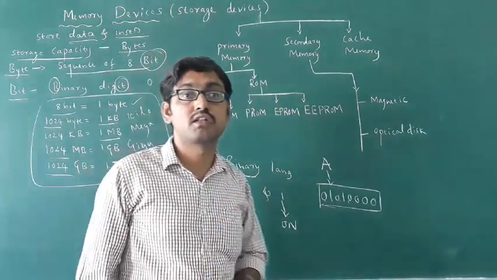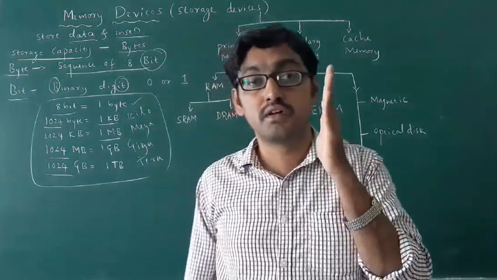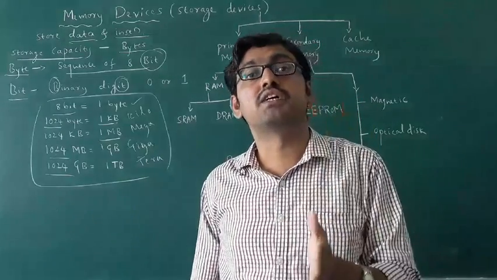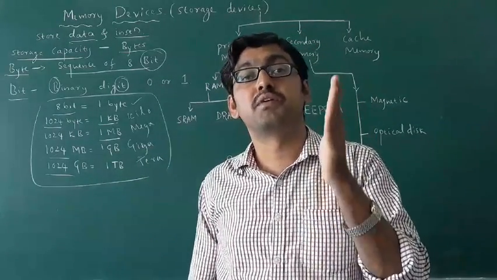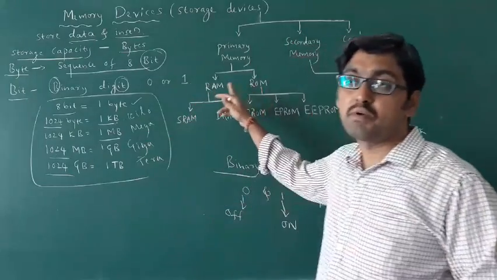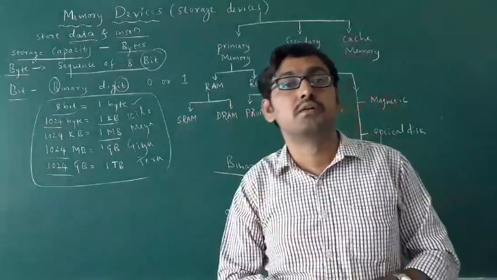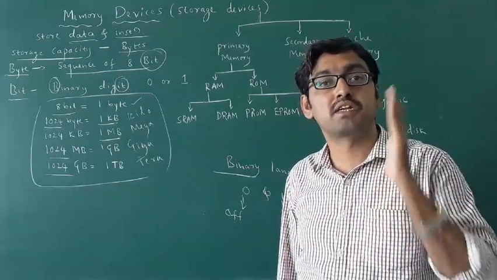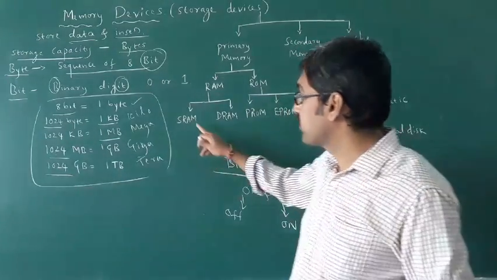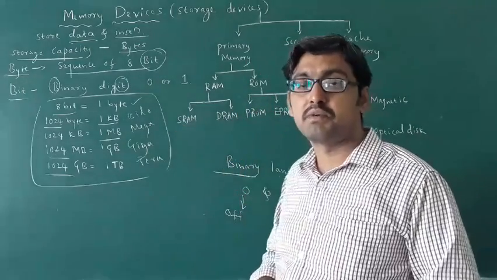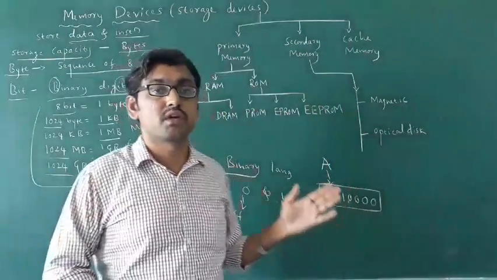Okay, these are the types of primary memory. Many times in examinations they ask, mention the types of primary memory devices. We have RAM and ROM. RAM and ROM are the examples for that. In examinations, many times they ask, mention the types of RAM, for 2 marks. Static RAM and dynamic RAM are the two types of RAM.